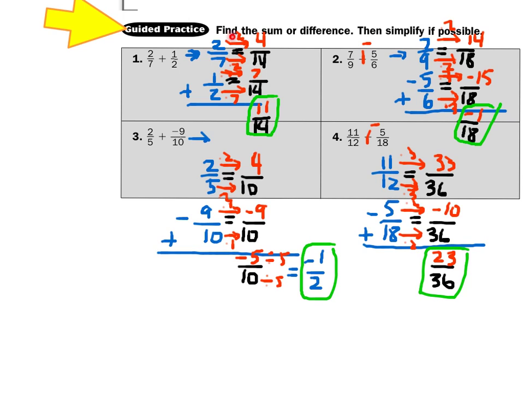Okay, so let's try the guided practice. We have to find the sum or difference and then simplify if we can. Take a look at number 1. 2 over 7 plus 1 over 2. The denominators do not match, so I write it as a tower. 2 over 7 on top plus 1 over 2 on the bottom.